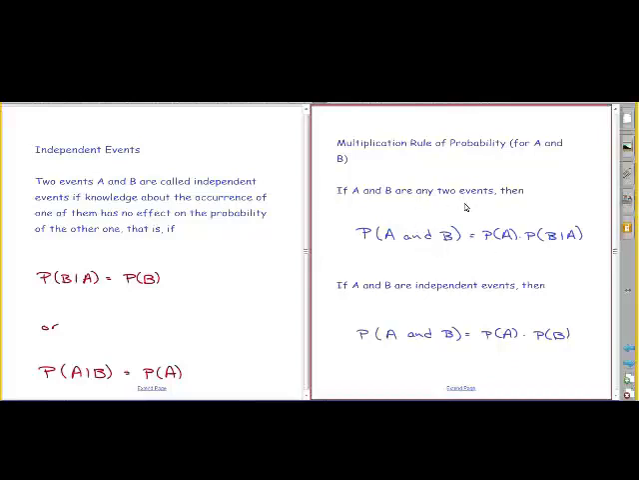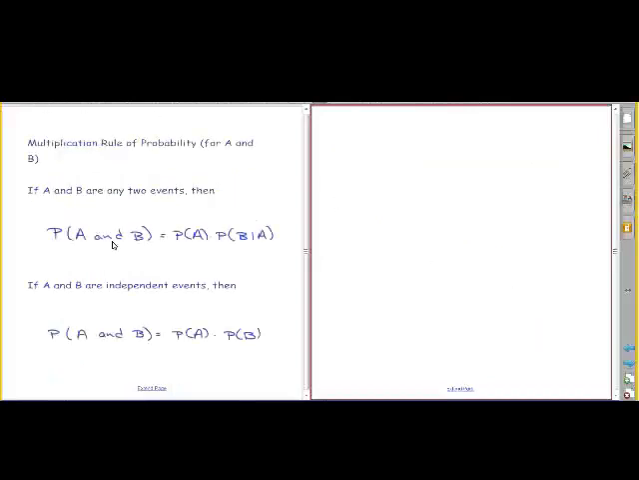And so you've already written this down. So if there are any two events, the probability of event A happening and event B happening is equal to the probability of event A happening times the probability of event B happening given that A has happened. If two events are independent, then it's just the probability of each event separately.